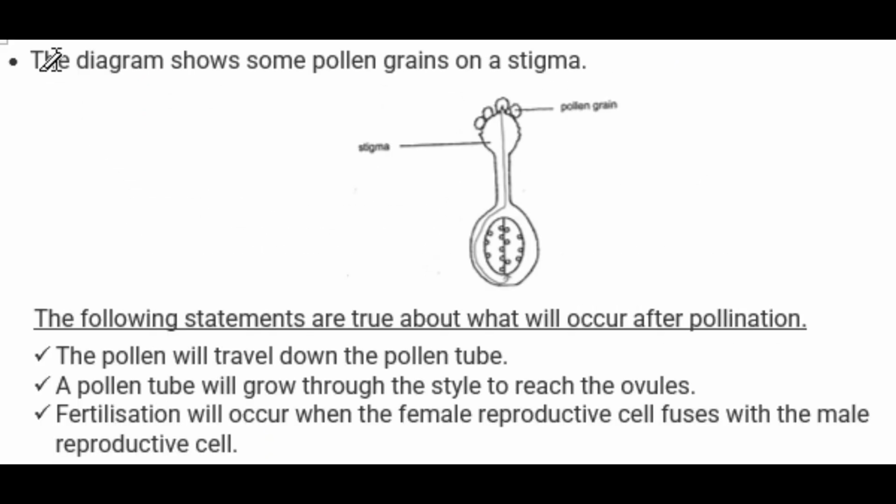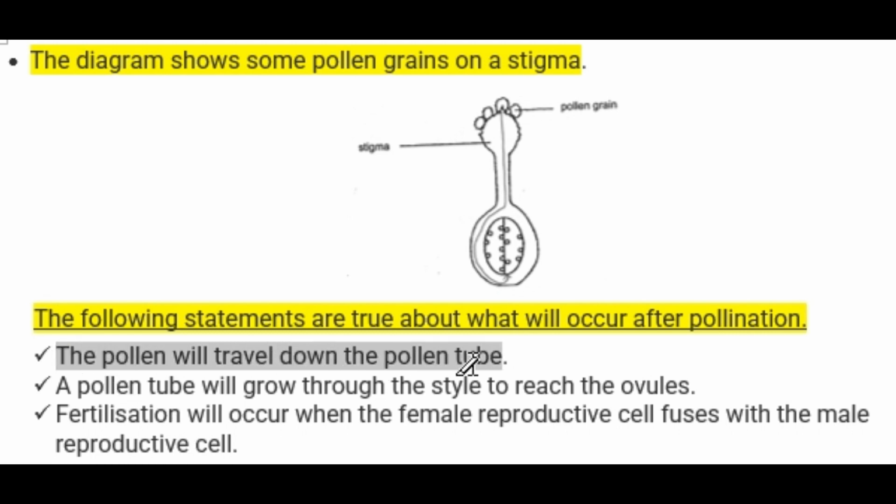The diagram shows some pollen grains on a stigma. The following statements are true about what will occur after pollination. The pollen will travel down the pollen tube. A pollen tube will grow through the style to reach the ovules. Fertilization will occur when the female reproductive cell fuses with the male reproductive cell.